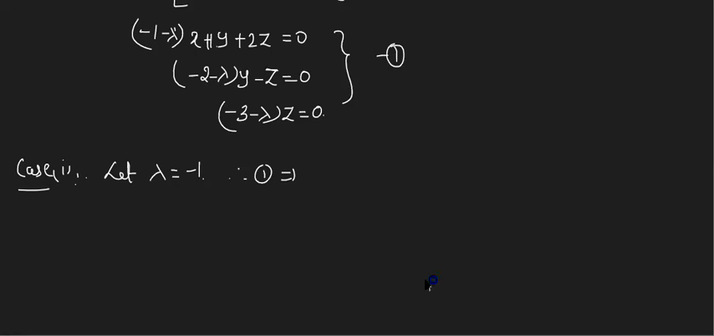Tell me what happens here? 0, no? -2. Minus 2. Lambda is -1. See, -1 minus of -1. Minus into 0. Minus, it is +1. 0x plus y plus 2z equal to 0.